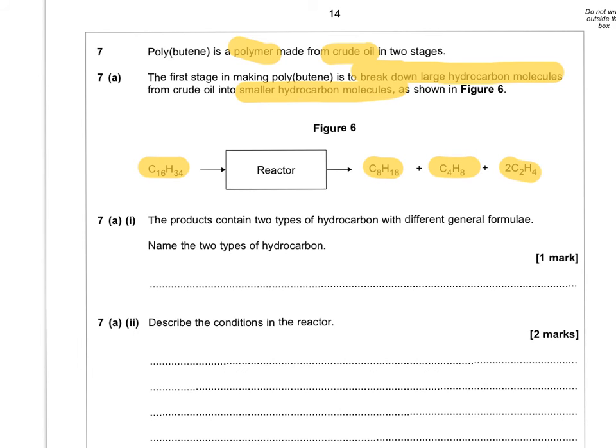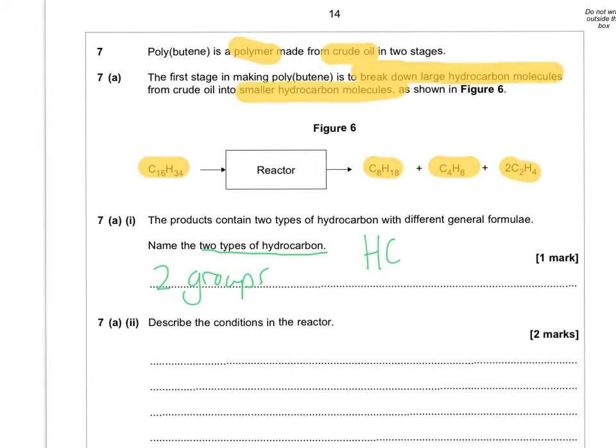It says name the two types of hydrocarbon. There's actually more than that, but for your purposes, two types of hydrocarbon. So we'd be thinking of the two things that only contain hydrogen and carbon, and there's two groups. So we're looking for two groups, and that's what we'll name.